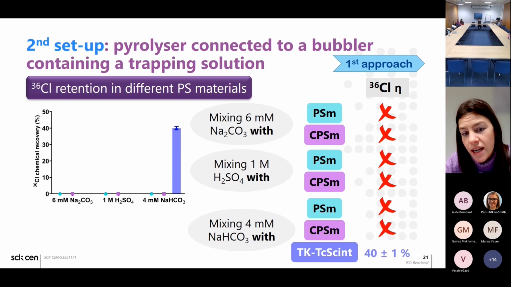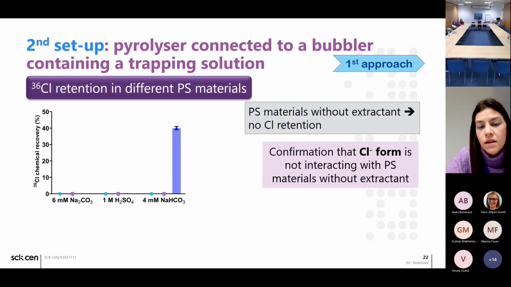We couldn't see any chlorine interacting or retained on the plastic scintillator materials. However, on the last result that I highlighted in blue, we could see that with 4 millimolar sodium hydrogen carbonate, we could get 40% of the chlorine recovered. So the conclusions at this stage were that plastic scintillator materials without any extractant coated were not having any chlorine retention, and this could confirm our hypothesis that chloride form is not actually interacting with the plastic scintillator materials unless there's an extractant coated on it.